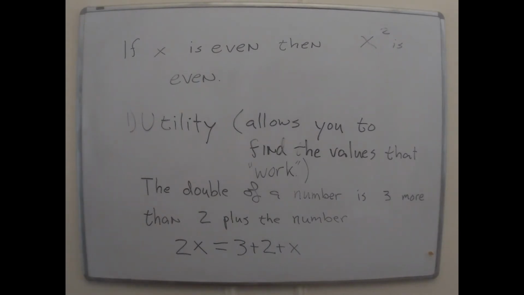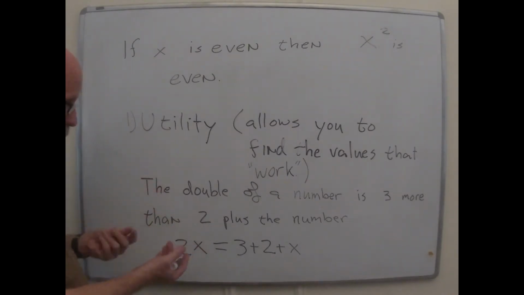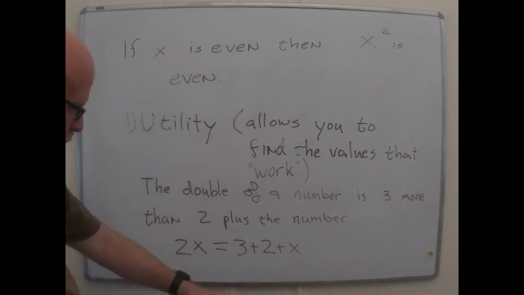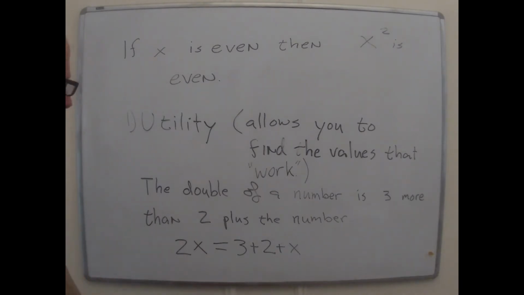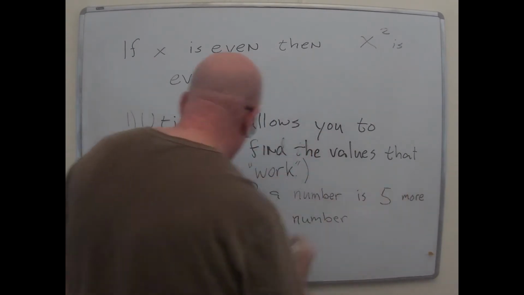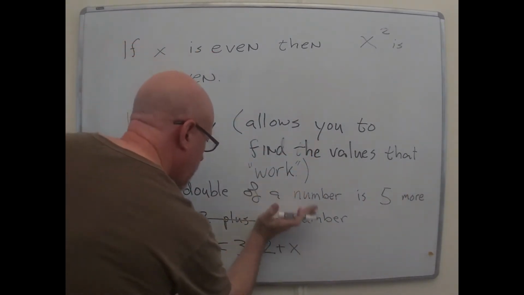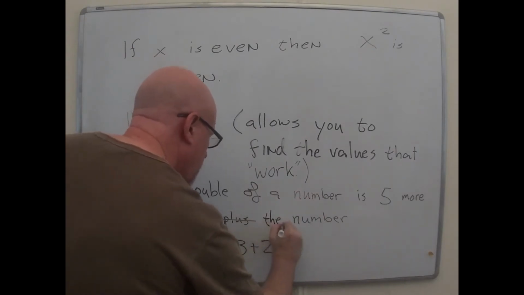That's a lame sentence. I don't know why I did it that way. Why don't I just say the double of a number is 5 more than the number? That would have been so much cooler. Let me fix this then. And you see what the issue is, that when you're writing stuff out in words, you lose clarity. But as soon as you see 3 plus 2 plus x, you're like, why didn't they combine those? The double of a number is 5 more than, whoops, I want to leave the word the there. 5 more than the number.